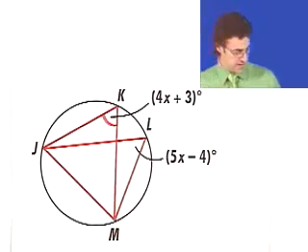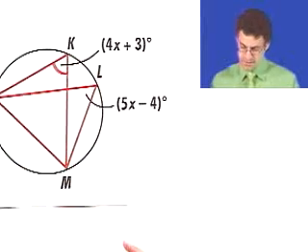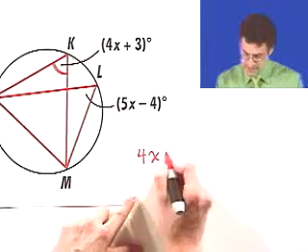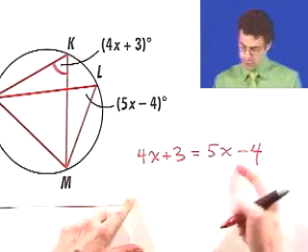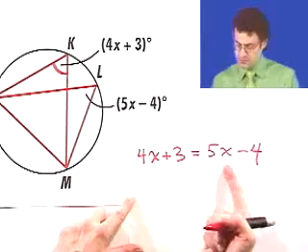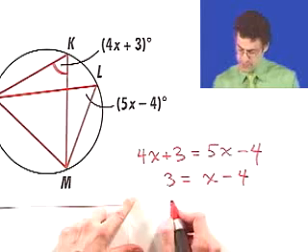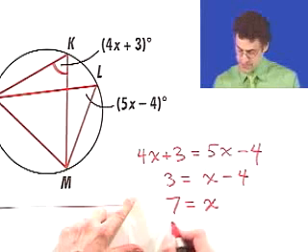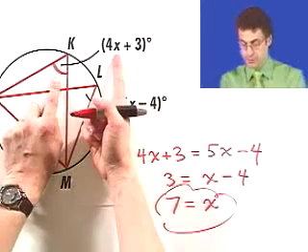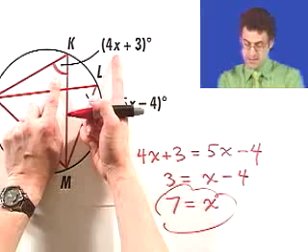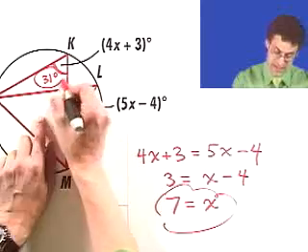And so what I see here is I can set up an equality which says 4x plus 3 equals 5x minus 4. If I bring the 4x to this side by subtracting 4x from both sides, I see 3 equals x minus 4. If I add 4 to both sides, I see x equals 7. That's not the answer, though, because I want to find this angle. So I plug in 7 for x. So 7 times 4 is 28, plus 3 is 31. And so I see that this angle is 31 degrees, and that's the answer.